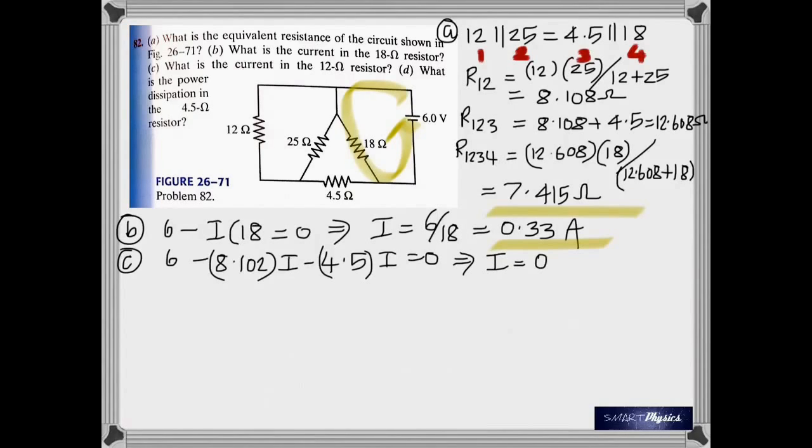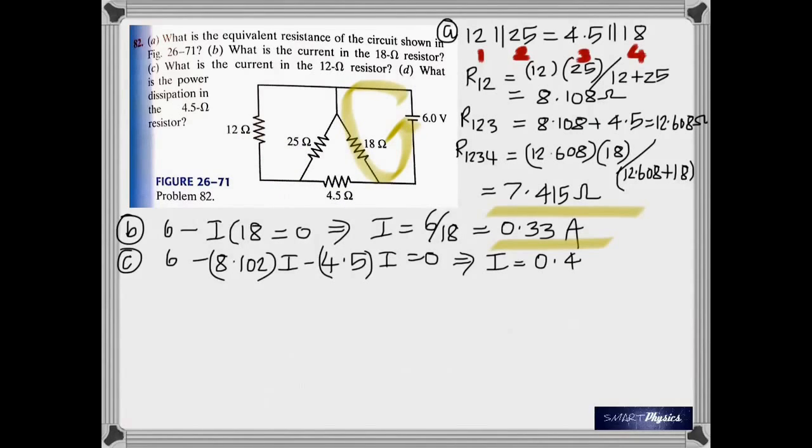What we did just now is to consider this loop where you take these two together, and that's why the value is 8.10, or it should have been 8.108 anyways. And then 4.5. So the loop does not include 18 ohms. Again, it has these two, and then this, and completed.